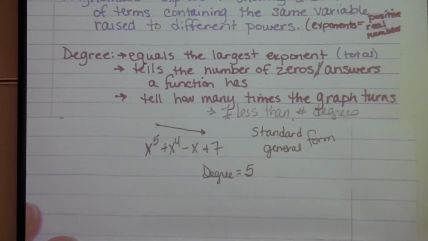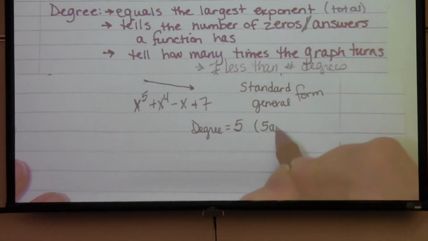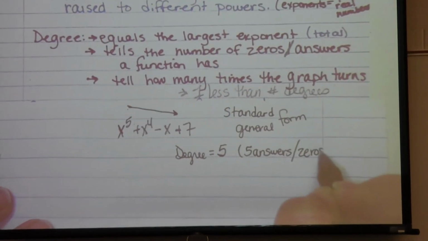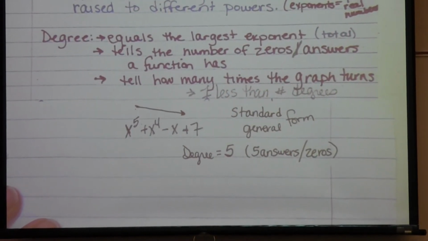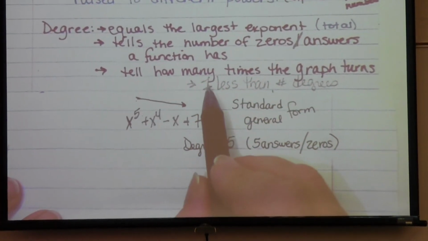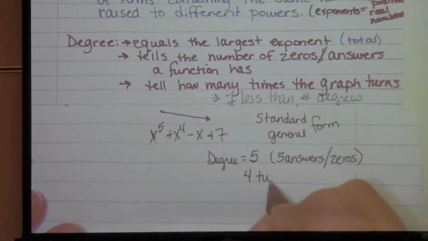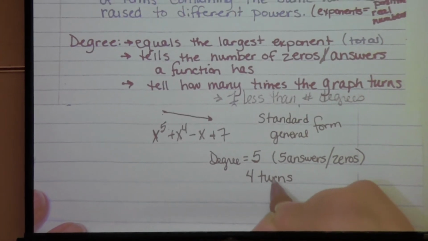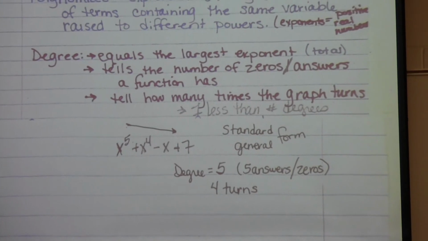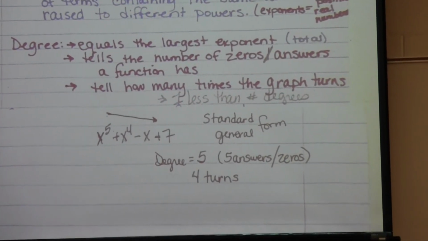Okay. Descending. So that 5 then also tells us there's 5 answers, or 5 zeros, for our equation. And if the number of turns is 1 less than the number of degrees, then that equation would turn 4 times. Most of the time, we don't really care too much about the turns because we have a graphing calculator that will graph that for us so we can count how many times it turns.